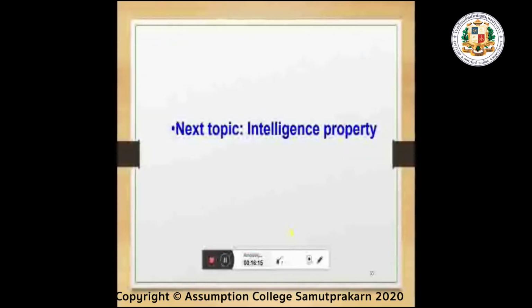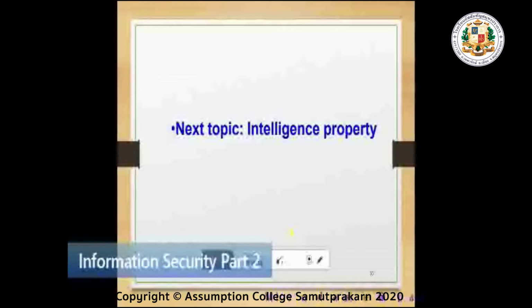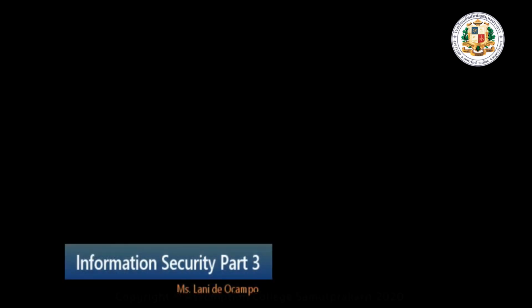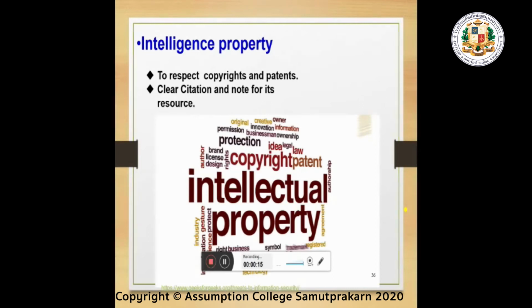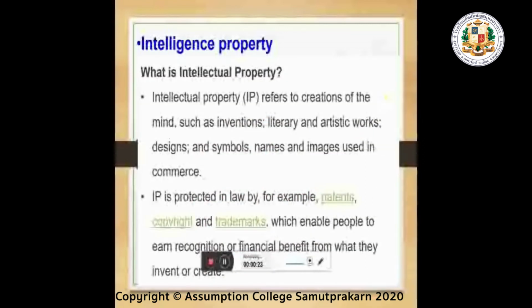So for the next topic, we will discuss intellectual property. Intellectual property, or IP, refers to the creations of the mind. That's inventions or the artistic works of artists, and also paintings or designs, and symbols, names, and images in commerce or in business.